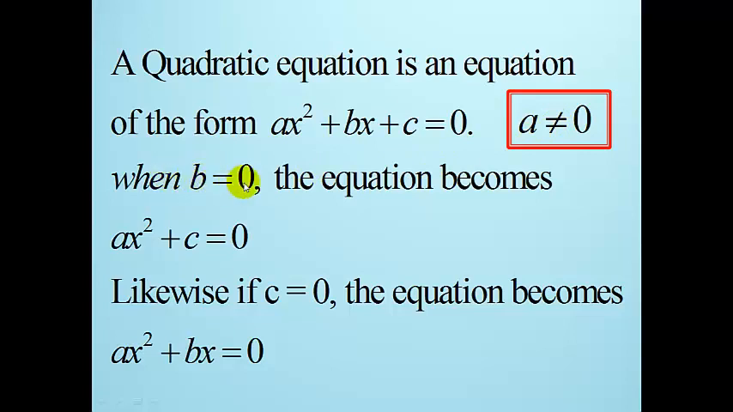Now when b equals 0, that is when the coefficient of x equals 0, 0 times x will give us 0. That means the equation becomes ax squared plus c equals 0. Likewise, if c equals 0, that is when the constant is equal to 0, then the equation becomes ax squared plus bx equals 0.